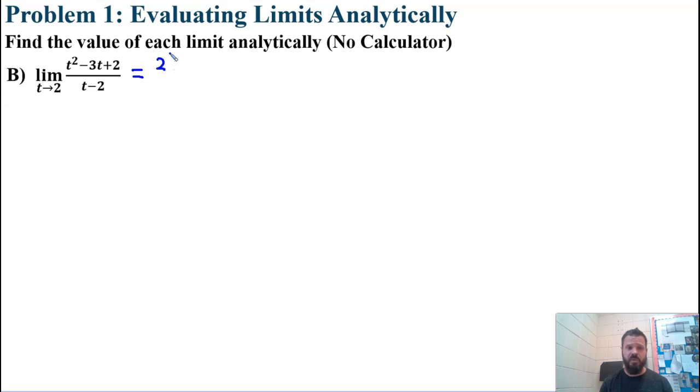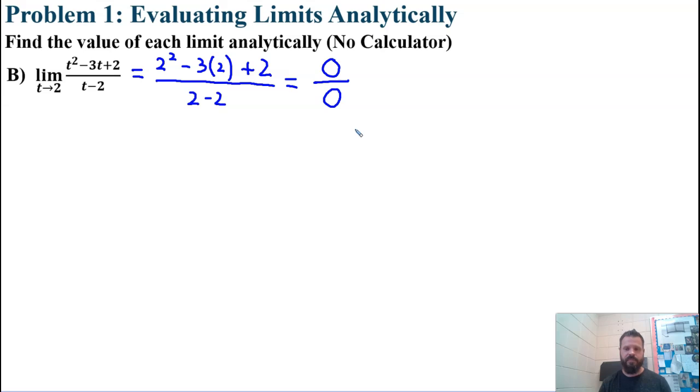We get 2 squared minus 3 times 2 plus 2 on top, and in the denominator we'd have 2 minus 2. Again, that's going to give us our issue. Numerator, we've got 4 minus 6, which is negative 2, plus 2 is 0. And 2 minus 2 is 0 again. 0 over 0, that doesn't tell us anything. We know we can't divide by 0.